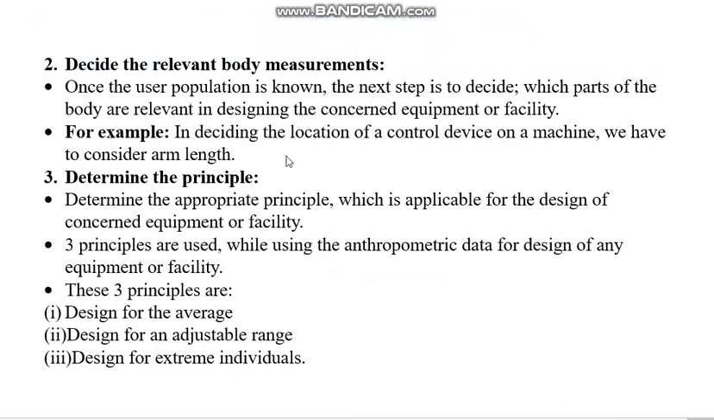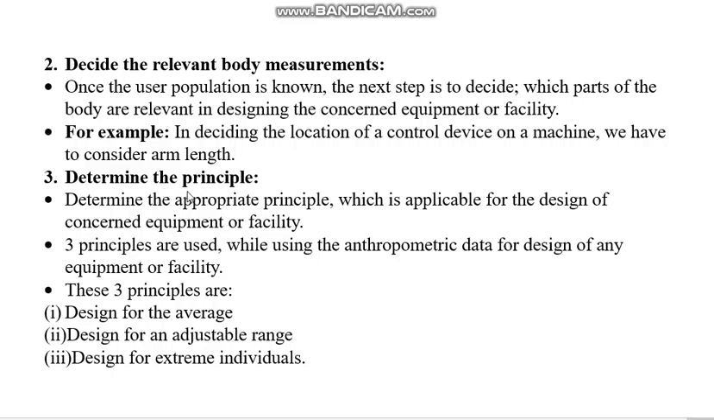For example, in deciding the location of a control valve on a machine, we have to consider the arm length. How long is the arm? Depending upon that, the control device on a machine can be designed.